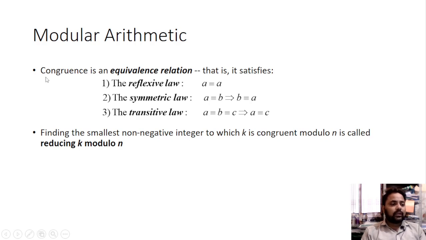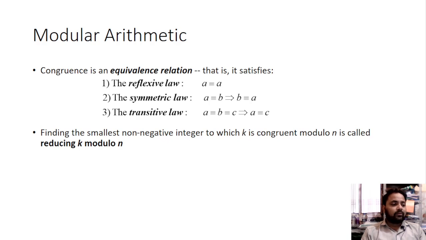Congruence is an equivalence relation, that is, it satisfies the three basic laws. The first is the reflexive law, the second is the symmetric law, and the third is the transitive law. In the reflexive law, A is congruent to A. In the symmetric law, A is congruent to B, which implies B is congruent to A.